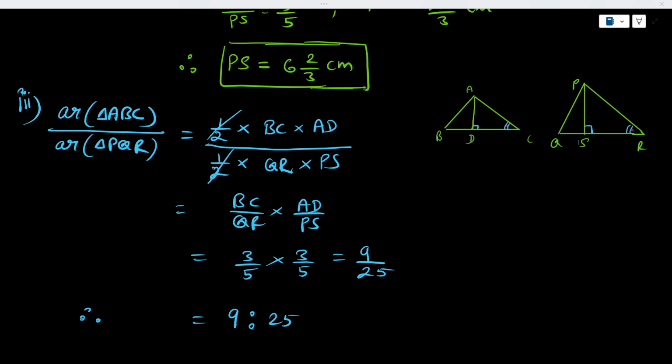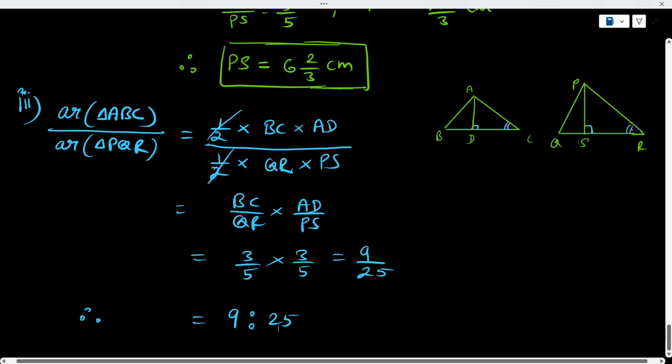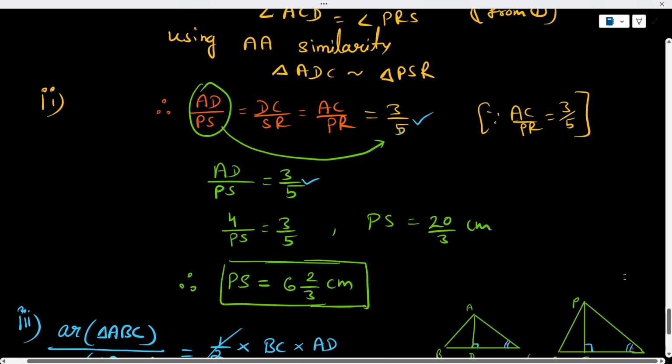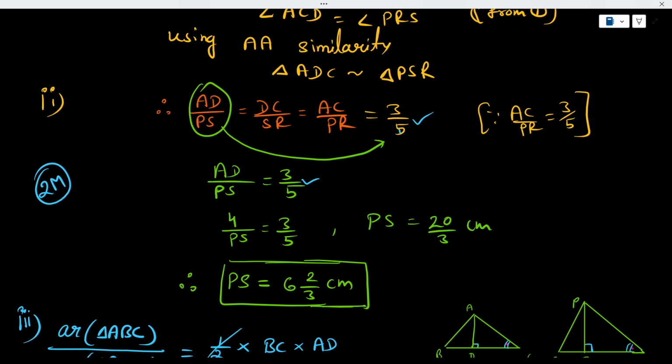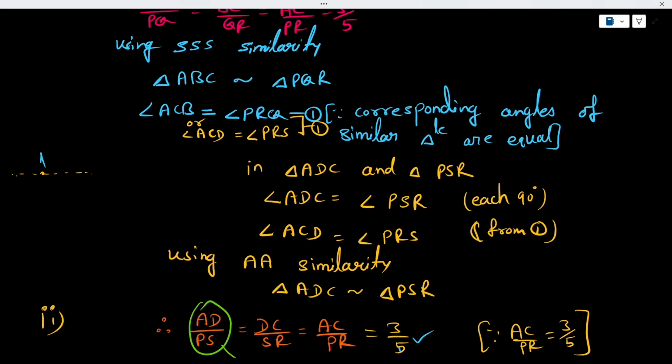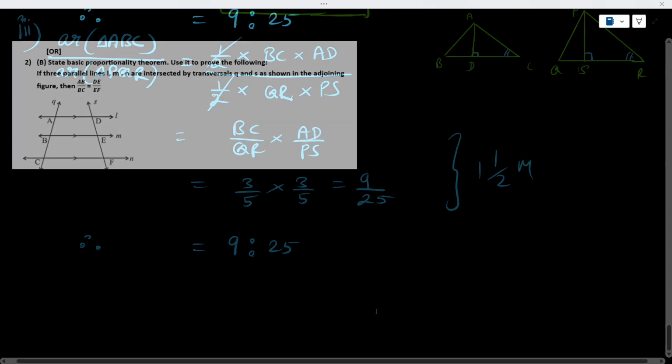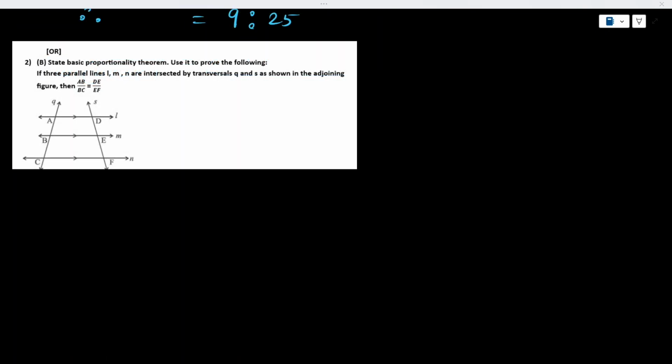Now how are the marks allotted here? The first part, the similarity part, is going to be 1.5 marks. The second part is a 2 marker question because you are finding the ratio and the length of PS. And this third part is also going to be 1.5 marks. So 1.5, 1.5 is 3, and this is 2 marker. It's a 5 marker. Now this is the next question on the triangle part here.